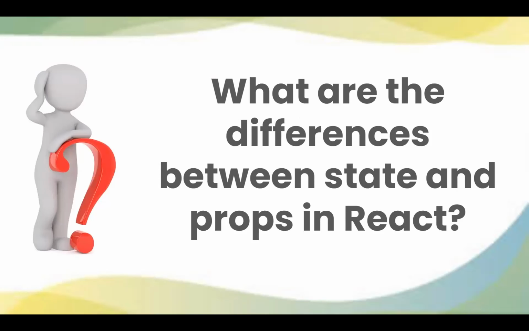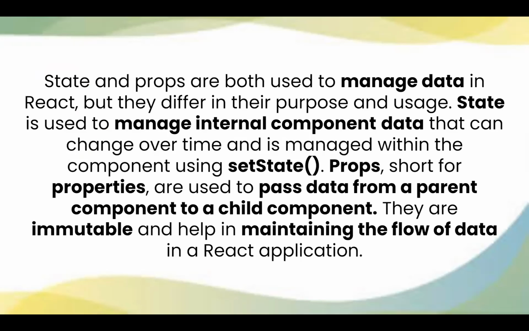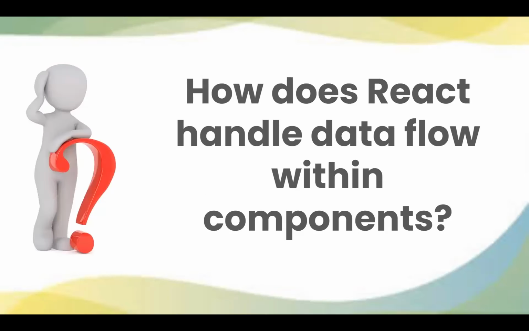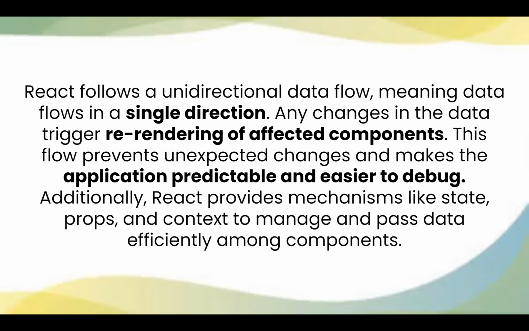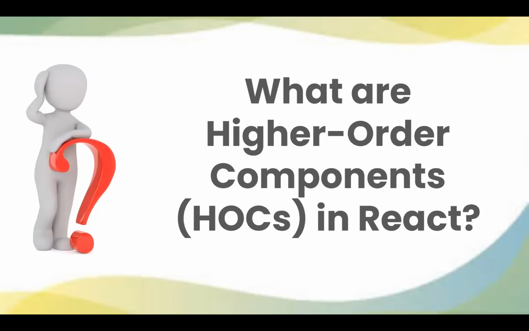Difference between state and props. State manages the data internally using setState. Props pass the data from one component to another component, maintaining the flow. How does React handle data flow? It's a single direction, unidirectional data flow. It helps us make the application more predictable and easier to debug. And we have already discussed state and props. So this, and the last one, higher order components.